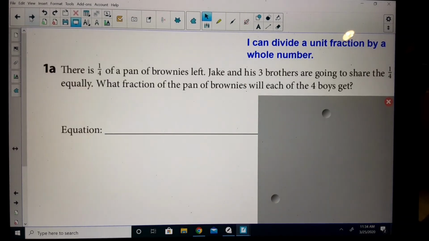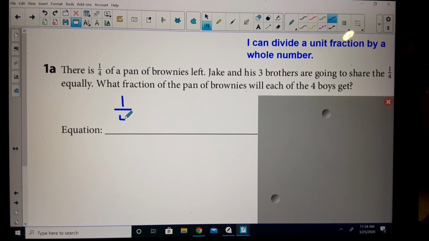Let's try another one. Imagine there's a fourth of a pan of brownies left. Jake and his 3 brothers are going to share the fourth equally. What fraction of the pan of brownies will each of the 4 boys get? Well, I'm going to write the equation first here. We're not dividing the boys, we're dividing the brownies. So we're dividing a fourth of a pan of brownies among 4 boys. It is 4 boys because Jake and 3 brothers.